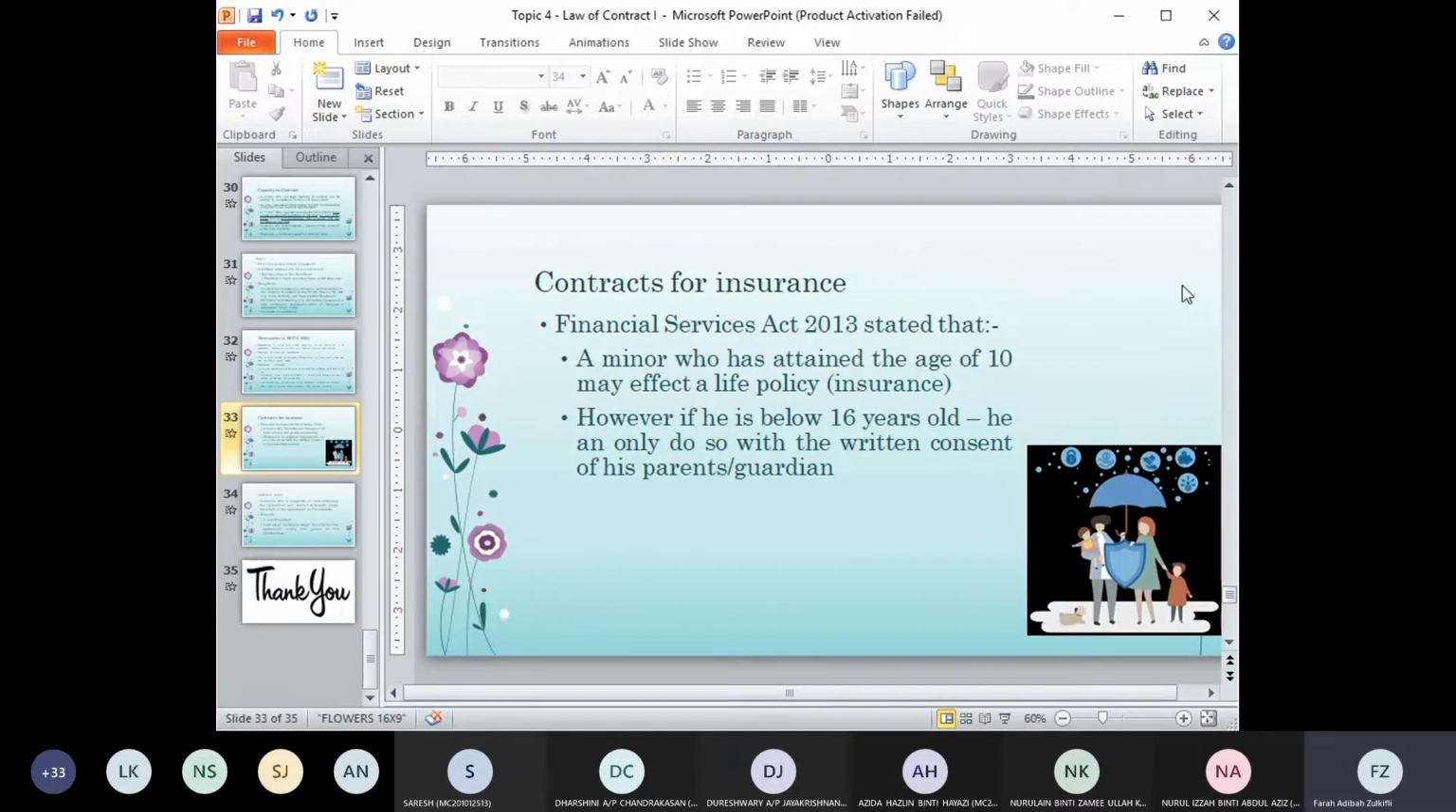Okay, and then one more: a contract of insurance can be signed by a minor. A minor who has attained the age of 10 at least can sign a life policy. But if the child is below 16 years old, he can only do so with the written consent of his parents or guardian. So a child can sign a contract for insurance, but he needs permission from his guardian.